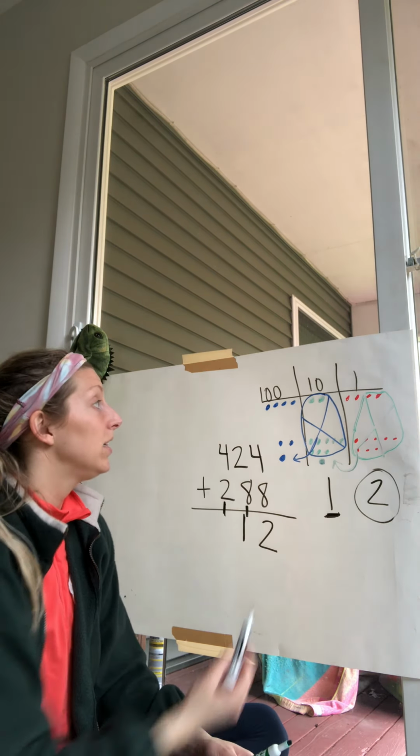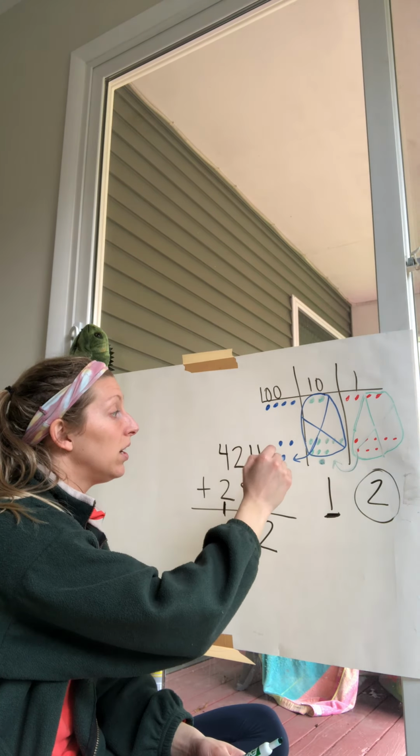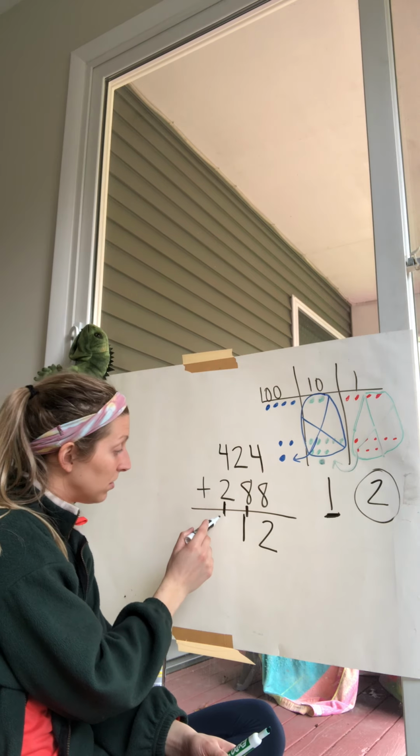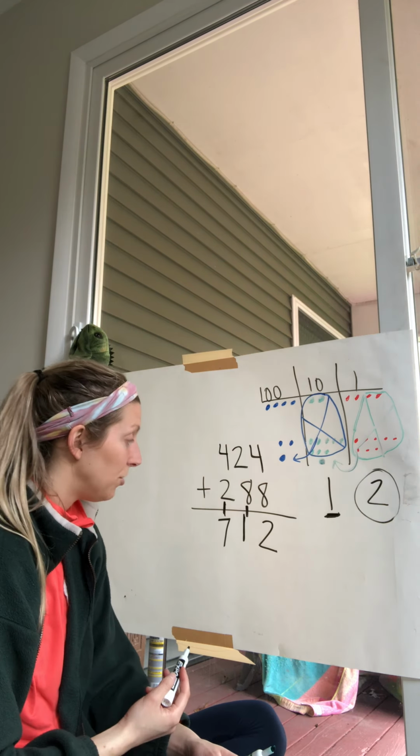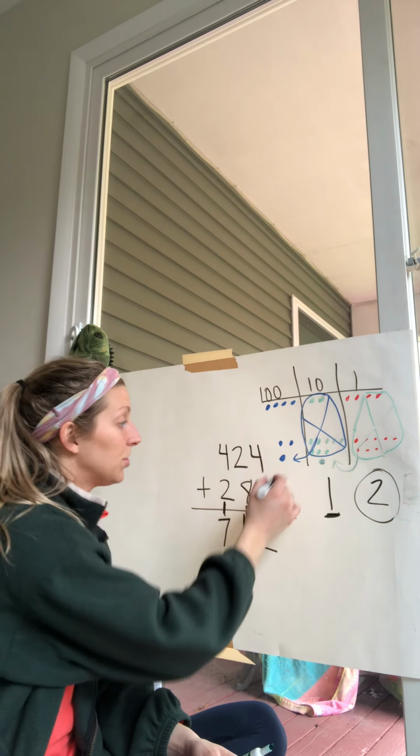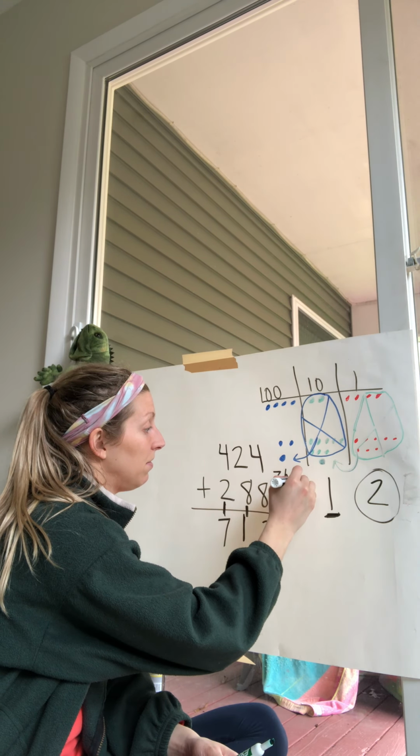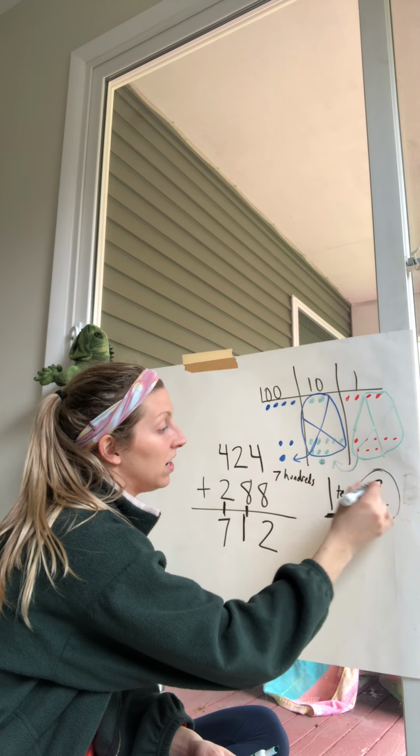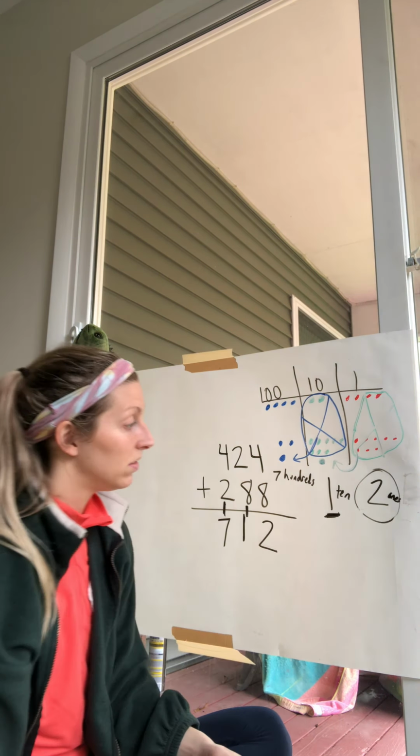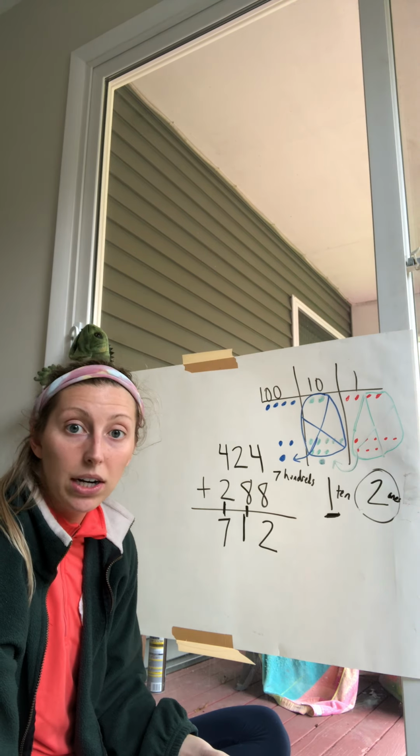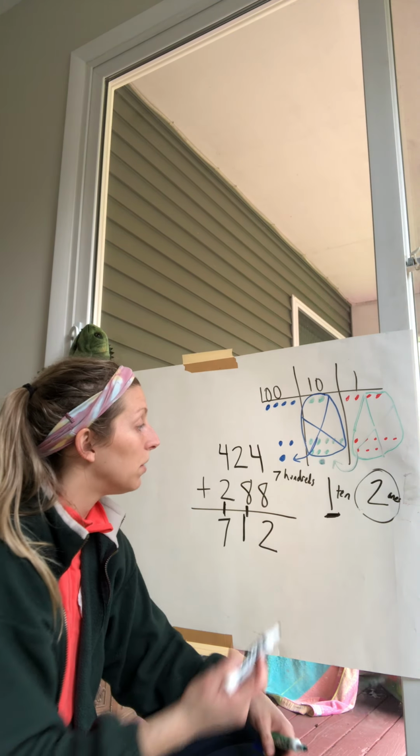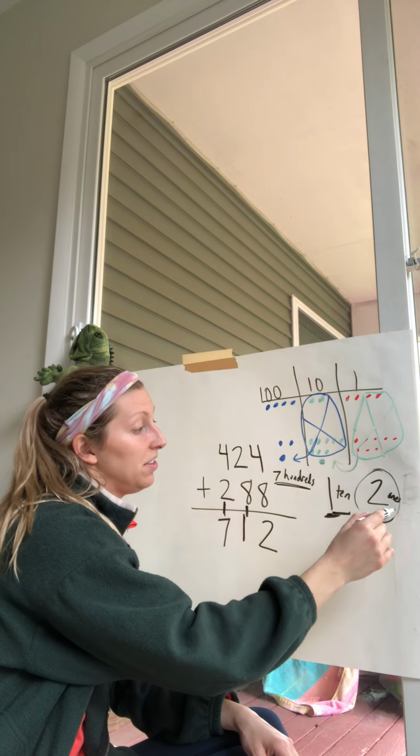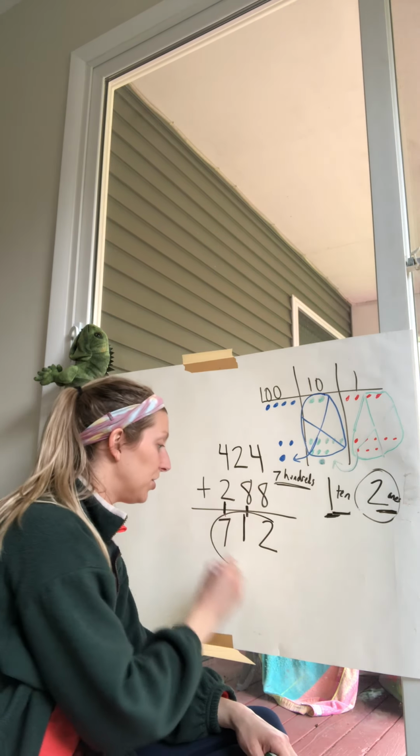Okay? And last but not least, we count our hundreds. We have 4, 5, 6, 7. Here's 4, 5, 6, 7. So I added those up to get 7 hundreds. So we have 7 hundreds here, right? If I write it out in word form, 7 hundreds, we have 1 10, and we have 2 ones. Okay? Just like our standard form, our word form, 7 hundreds, 1 10, and 2 ones, which gives us 712.